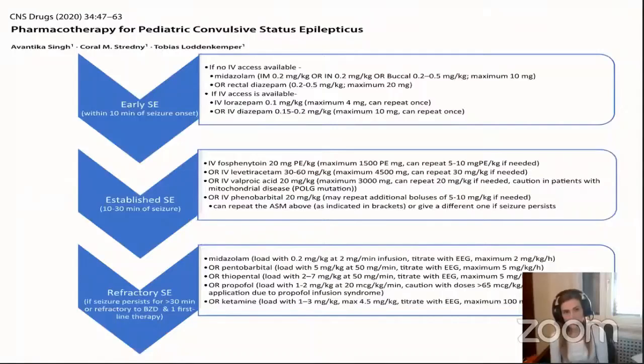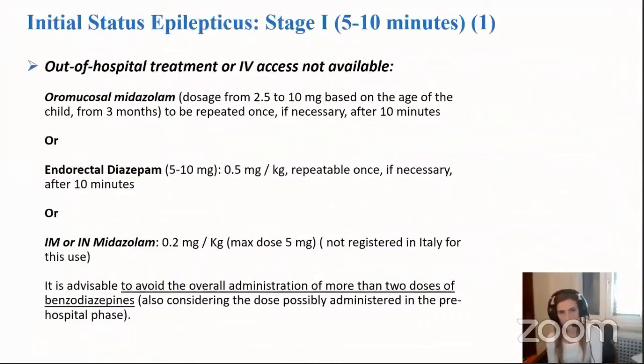This is a very recent review on pharmacotherapy for pediatric convulsive status epilepticus that confirms the need to distinguish SE in different stages according to the duration of continuous epileptic activity, because the treatment choice is strictly related to the duration of seizures. Initial status epilepticus, stage 1, 5 to 10 minutes, can be managed out of hospital when intravenous access is not available. We have 2 milestones of treatment at this stage involving oromucosal midazolam and endorectal diazepam. We can use intramuscular or intranasal midazolam.